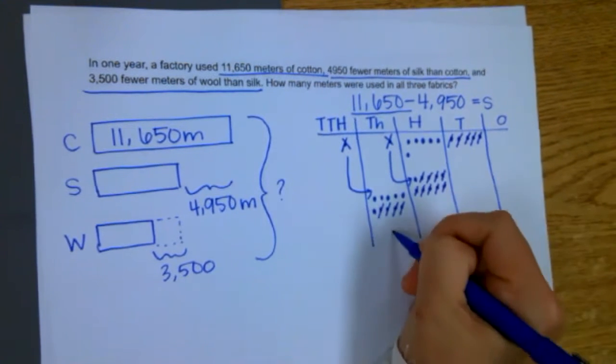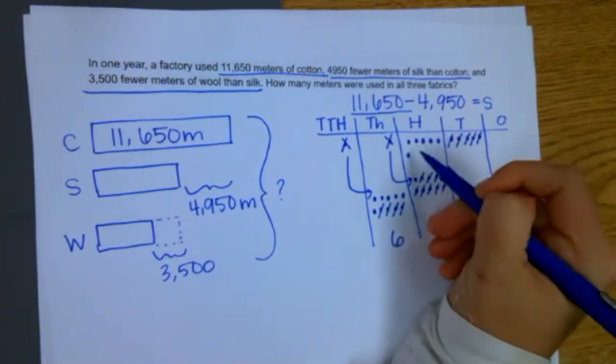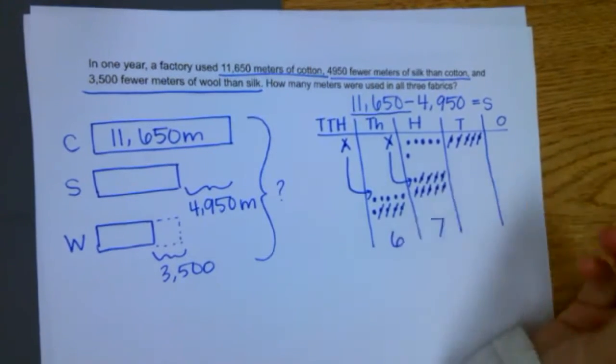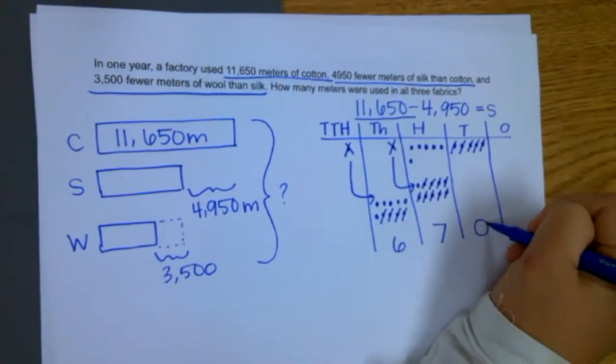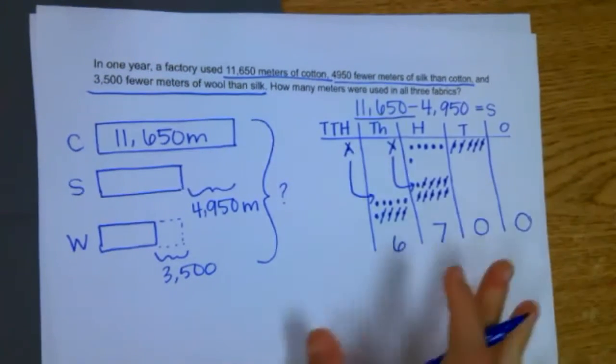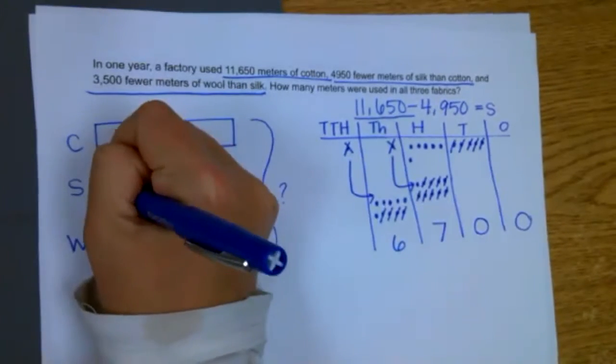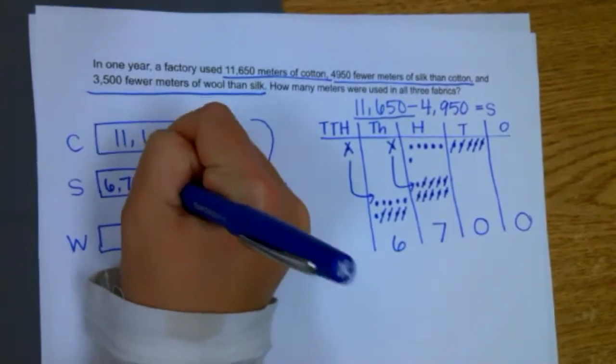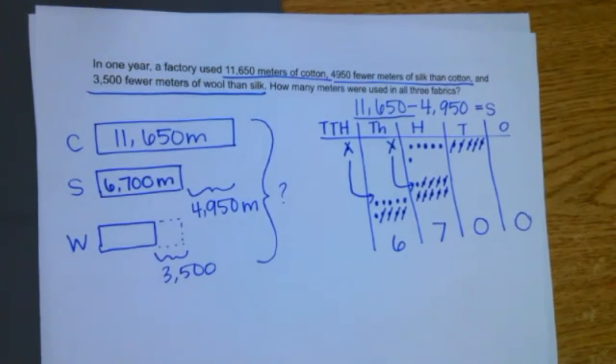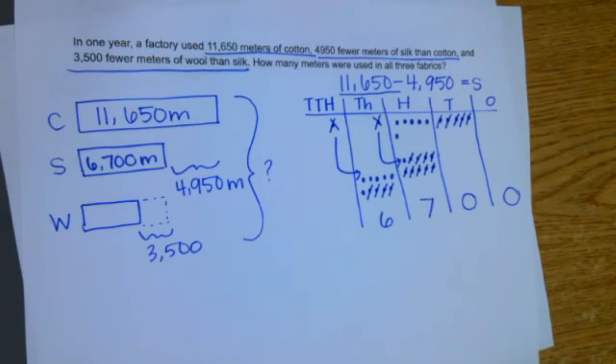5, 6, 700. No tens, no ones. There are 6,700 meters of silk. But we're not done yet. We can keep working to figure out how much wool. Use the same strategy to figure out how much wool as you used for silk.